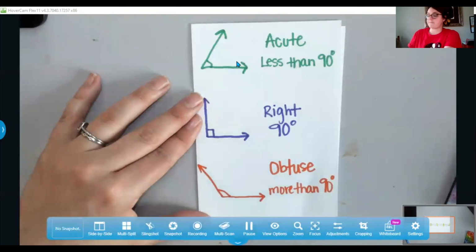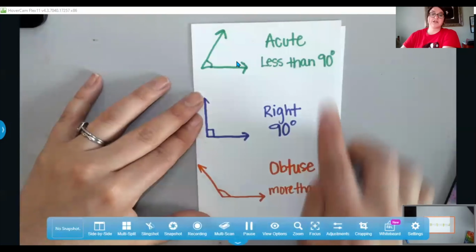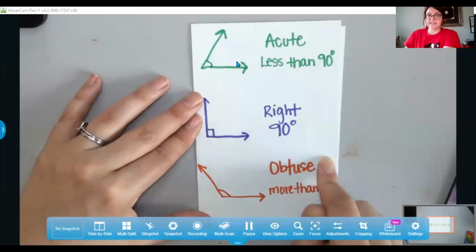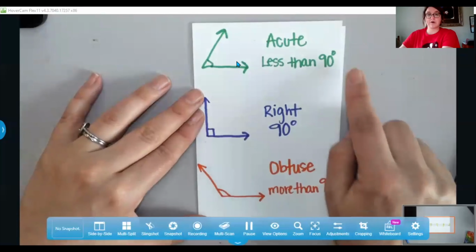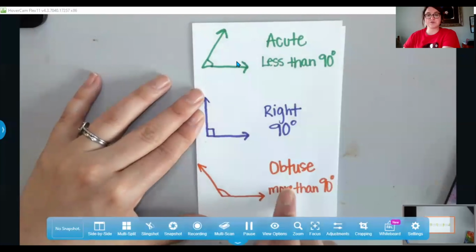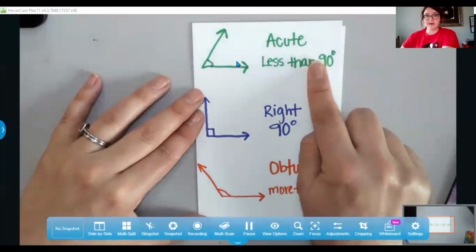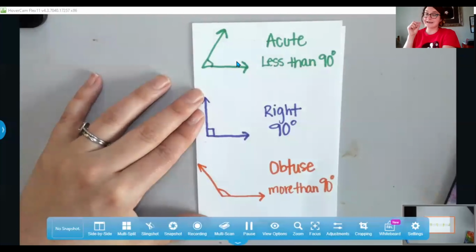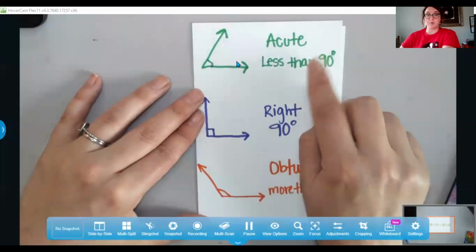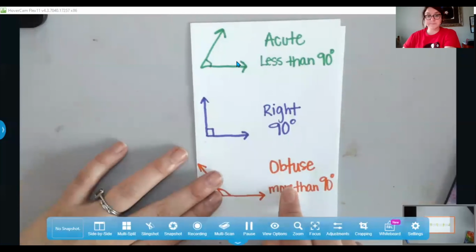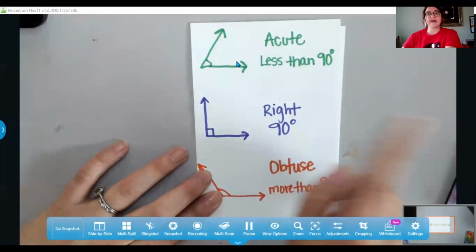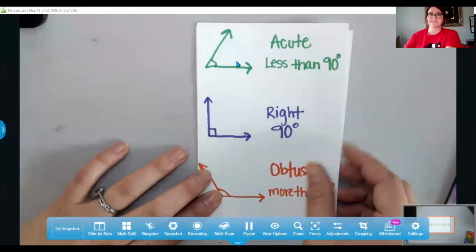We also talked about acute angles, right angles, and obtuse angles. We're going to use a lot more of these today as we measure angles with our protractor. So remember, acute is less than 90, obtuse is more than 90. When we think about acute, we think of a cute little angle, so it's a small one, and then obtuse would be a big one, more than 90 degrees. And then our perfect right angle at 90 degrees.